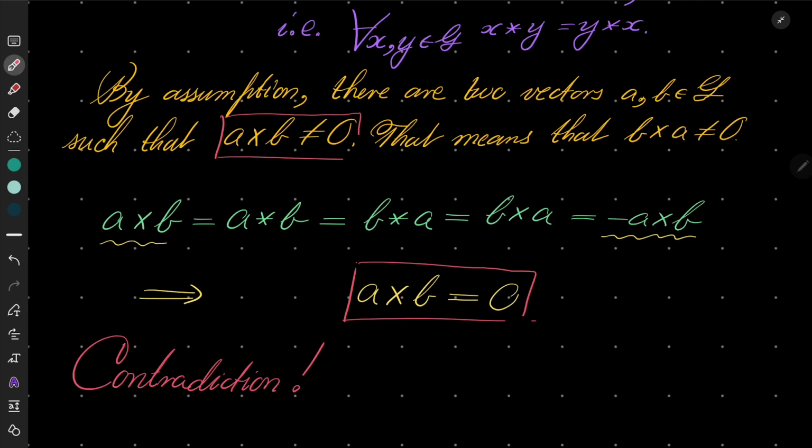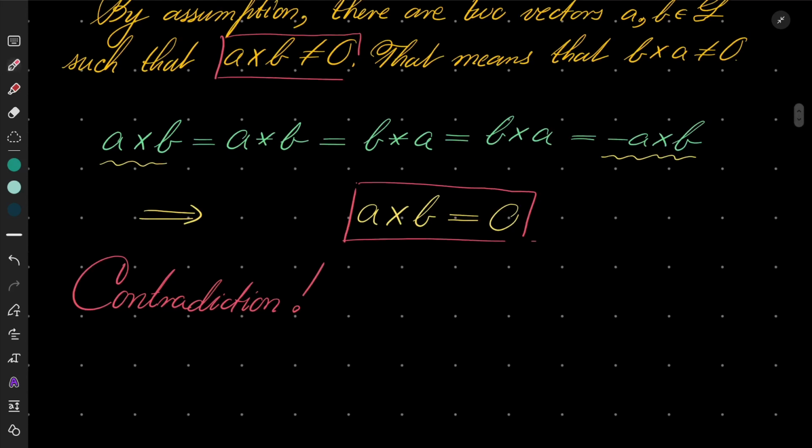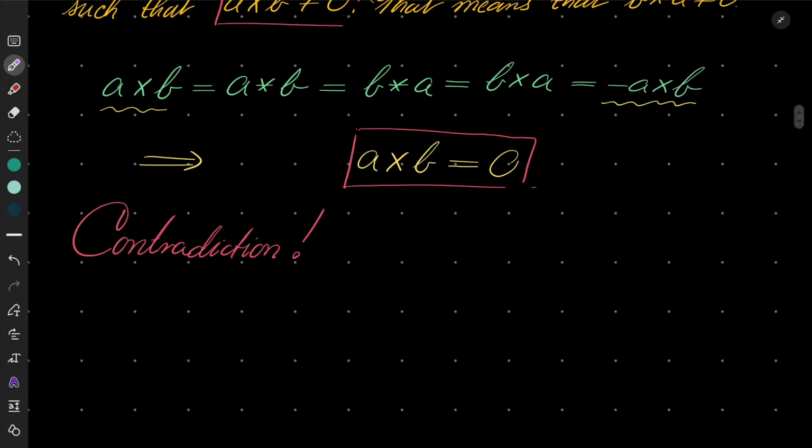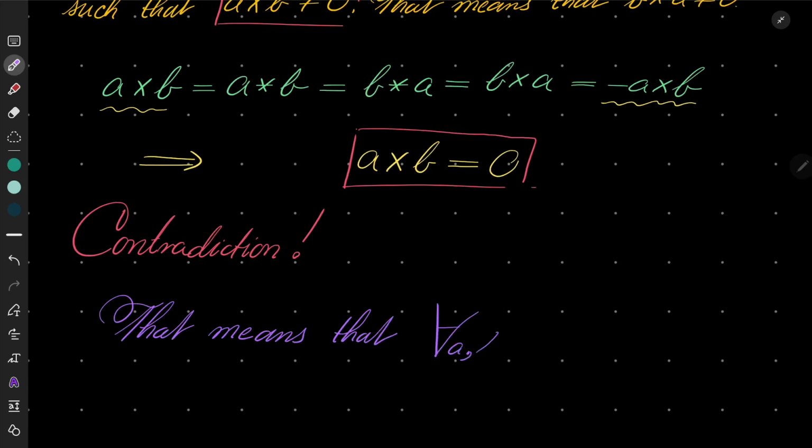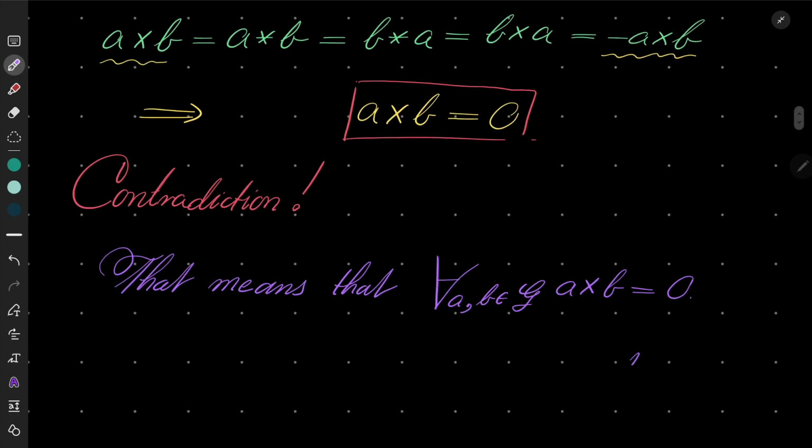It's our final contradiction. So our mistake was to assume that there were two vectors whose cross product is non-zero. There can't be. So let's write our final conclusion and let's finish this off. So that means that for every vectors A and B in our group, A cross product B must be equal to 0, and that closes our proof, because we wanted just to prove that.